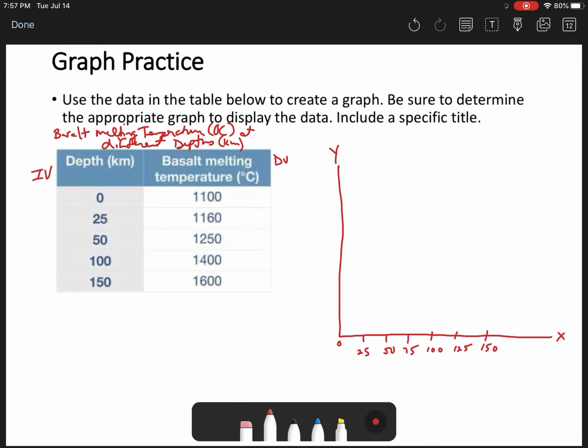Okay. And then the next one we want to look at, we start here at 1,100 as our lowest and 1,600 is our highest. We don't always have to start at zero on the axis. So I'm going to start and go with 1,000 first of all.